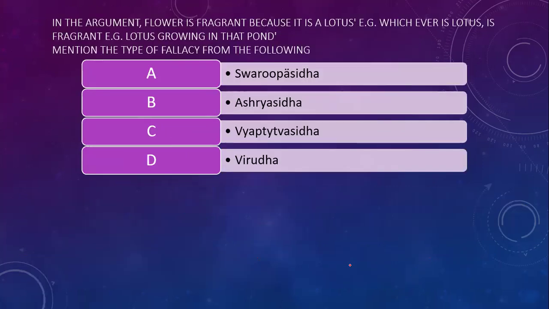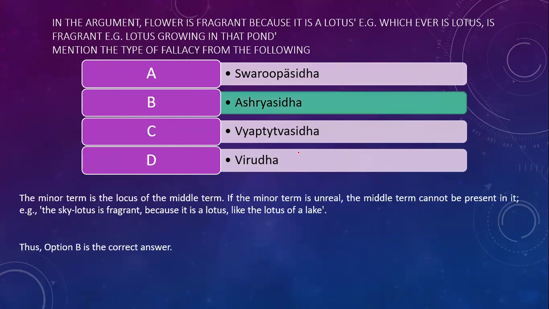Next one. In the argument, the flower is fragrant because it is a lotus. Example: whichever is a lotus is fragrant. The lotus is growing in the pot. Mention the type of fallacy from the following. Check the answer. These all are fallacies.